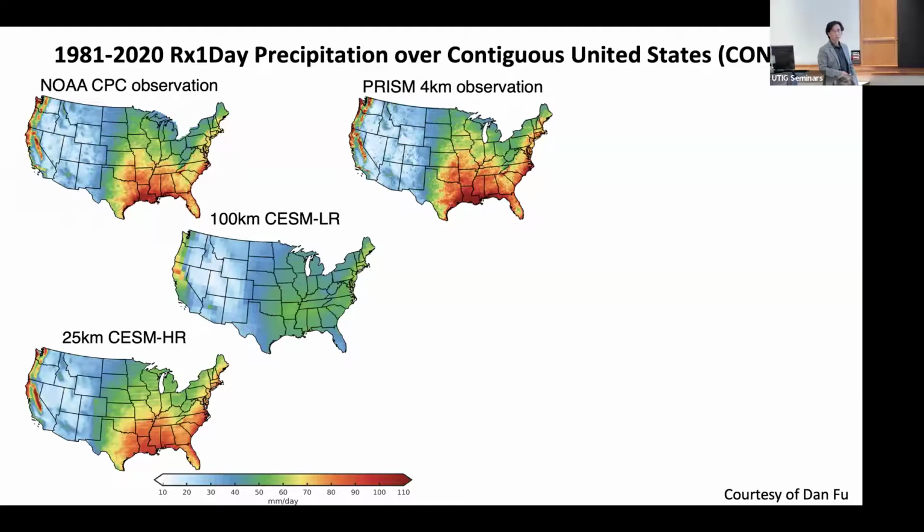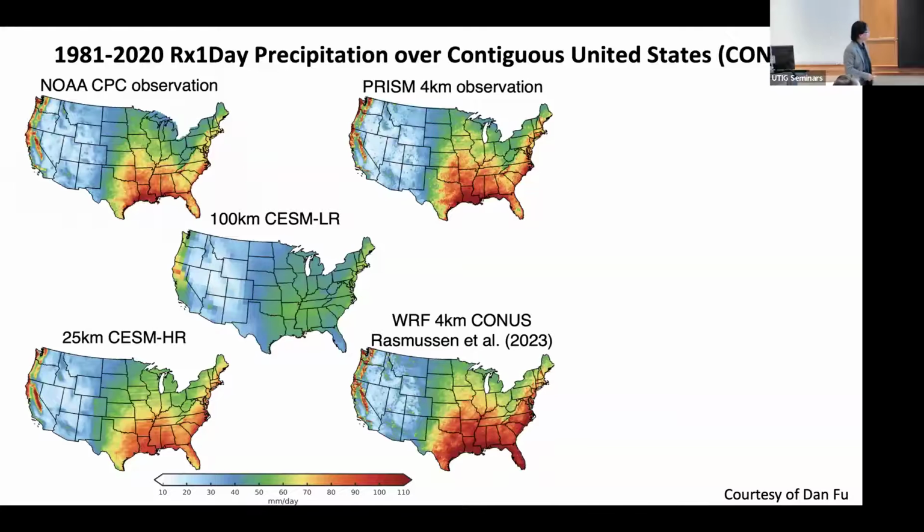You can see we're doing a much better job of capturing the extreme precipitation. And this is the 4-kilometer WRF simulation with prescribed lateral boundary condition from ERA5 reanalysis, right? And with the prescribed SST. And you can actually see that even our fully coupled model at 1/4 degree seems to be able to capture a lot of the structure in the extreme precipitation.